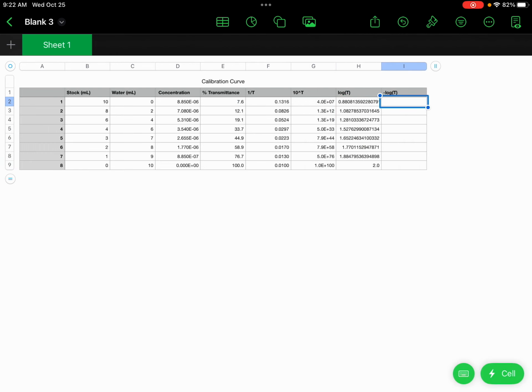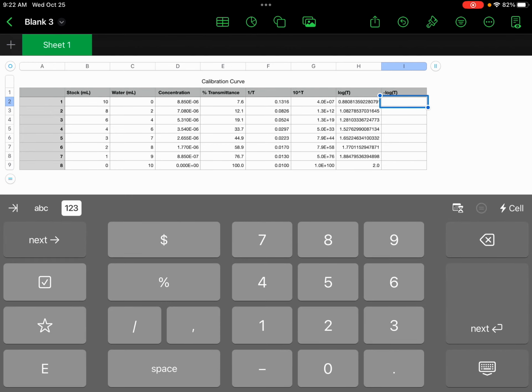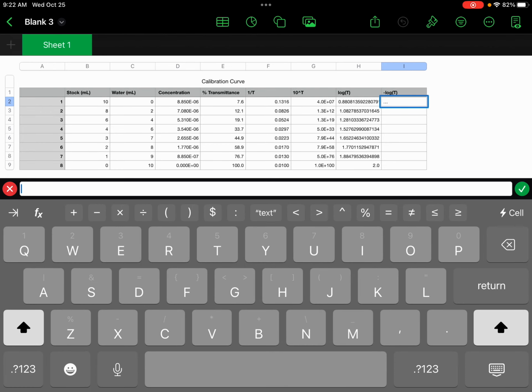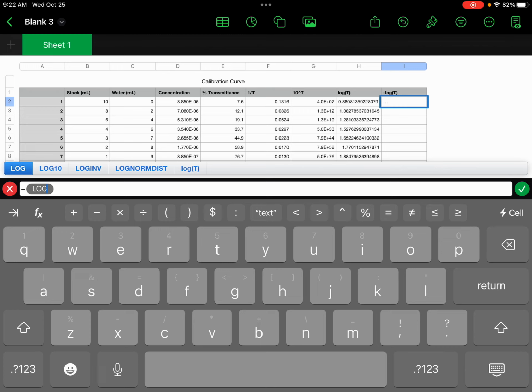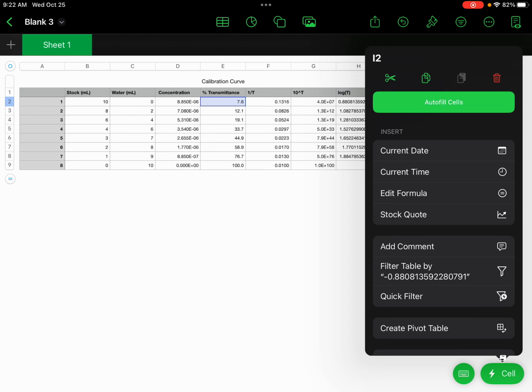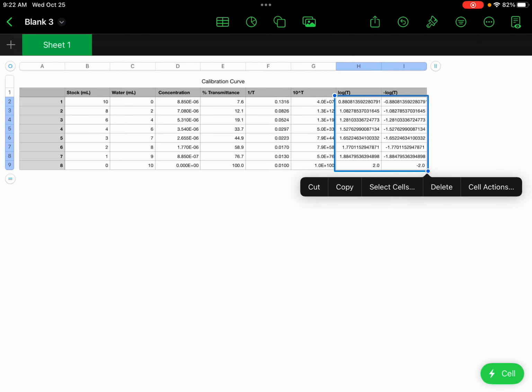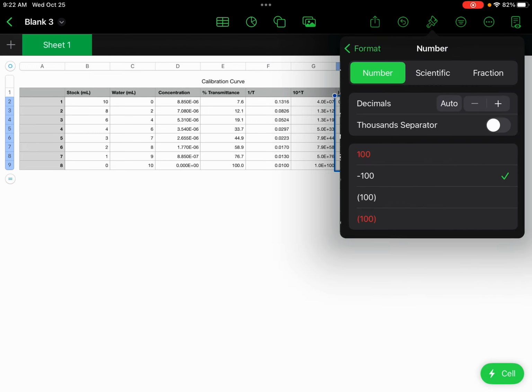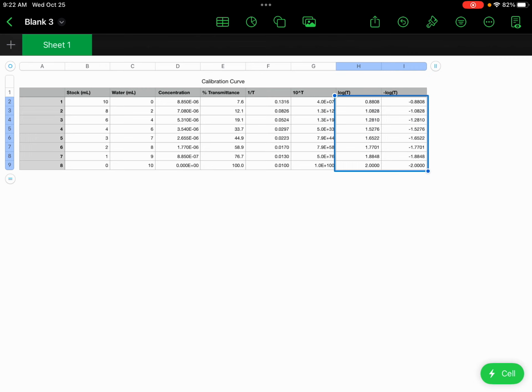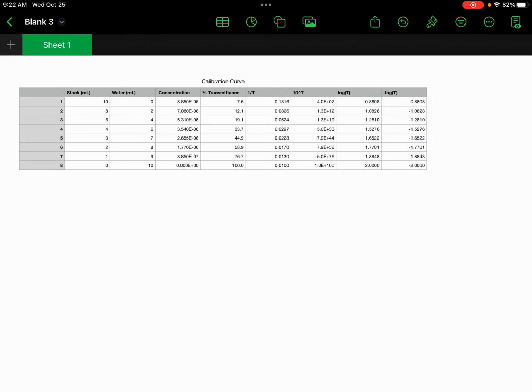And then the last one is the negative log. So negative log, left parenthesis of the transmittance, right parenthesis, enter. And then I want to autofill that one as well. I'm going to adjust how many decimal places are being shown just so it looks a little bit neater. I think 4 is good. So now we have all of our data calculations.